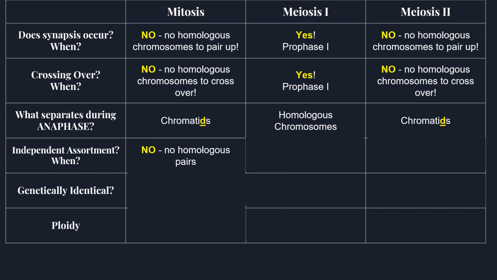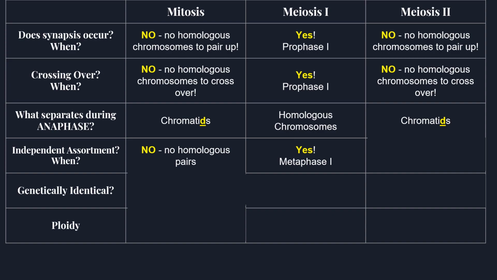And then looking at independent assortment, does it occur and when? In mitosis, we do not see independent assortment because independent assortment is defined as the separation of homologous pairs being random along the metaphase plate, right? So the homologous pairs of chromosomes line up in a random order. On one side, you'll have either the maternally inherited chromosome or the paternally inherited chromosome that are paired together, and the side on which they align is completely random. Therefore, which side of the cell they end up getting pulled to is also completely random. So since there are no homologous pairs that we're dealing with in mitosis, we don't see that.